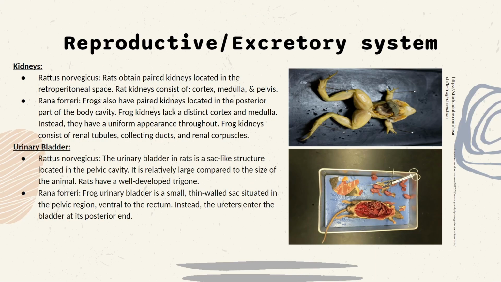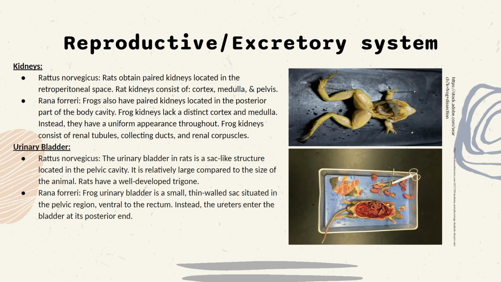To continue with the anatomy comparison, we next look at the reproductive and excretory systems. We begin with the kidneys and urinary bladder. For their kidneys, rats have paired kidneys located in the retroperitoneal space. Their kidneys consist of cortex, medulla, and pelvis.